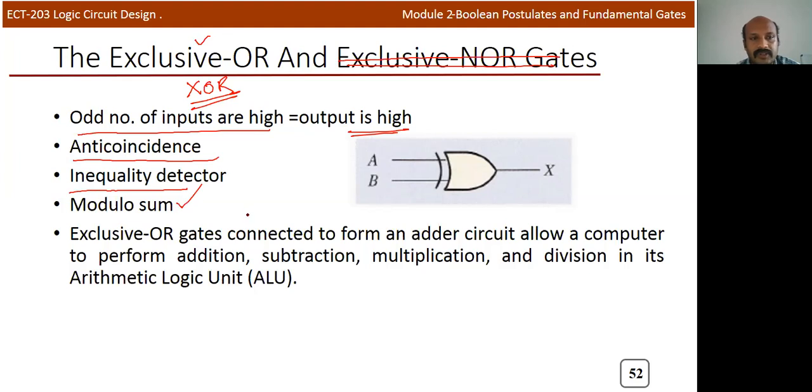The practical importance of the XOR gate is that when you implement a microprocessor, the ALU, the arithmetic and logic unit, contains some adder circuits. In order to implement this adder circuit in a computer, mainly we use the XOR gate. This is the logical symbol of the XOR gate. It's similar to the OR gate, but we put an extra symbol here to indicate the XOR operation.